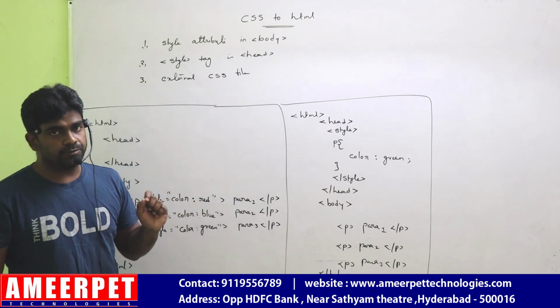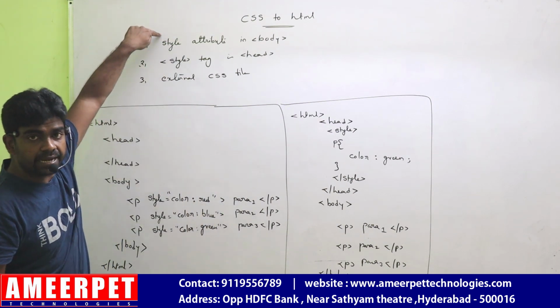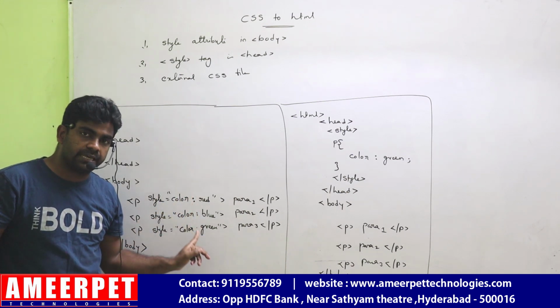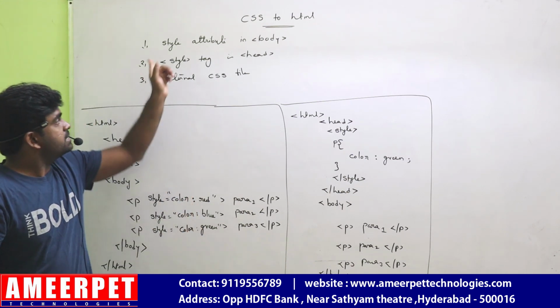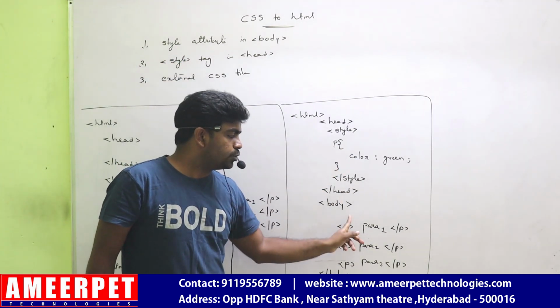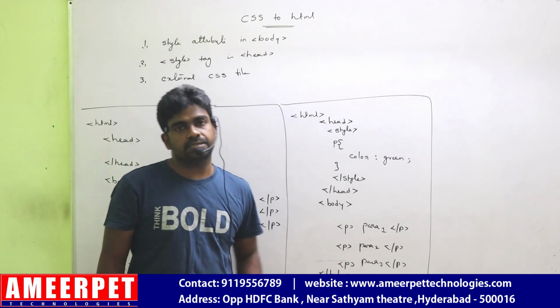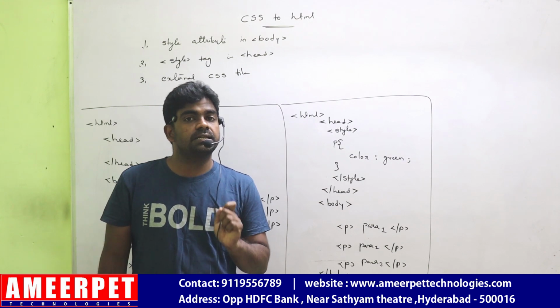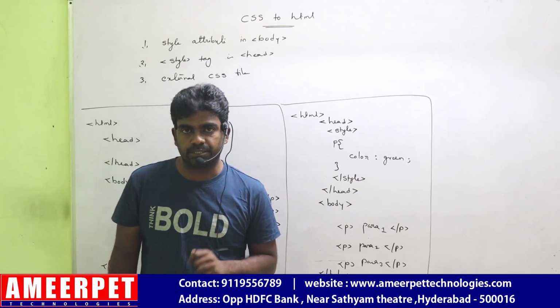So this is the second one. The first one, using the style attribute, by which we can apply individual styles to every HTML element. The second one is using the style tag. We can apply the same style to multiple HTML elements. And what is that third one? What is that external CSS file? Let me explain.